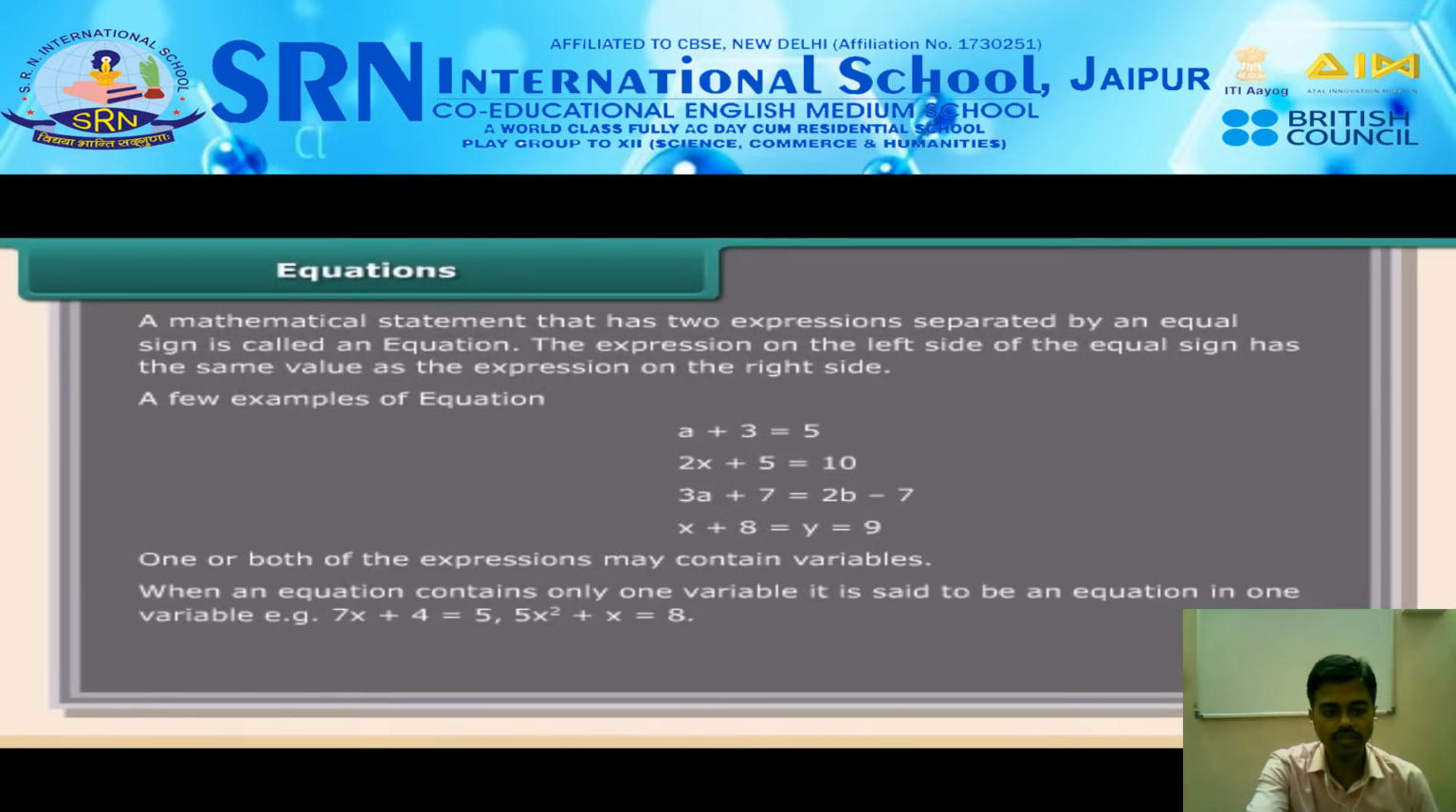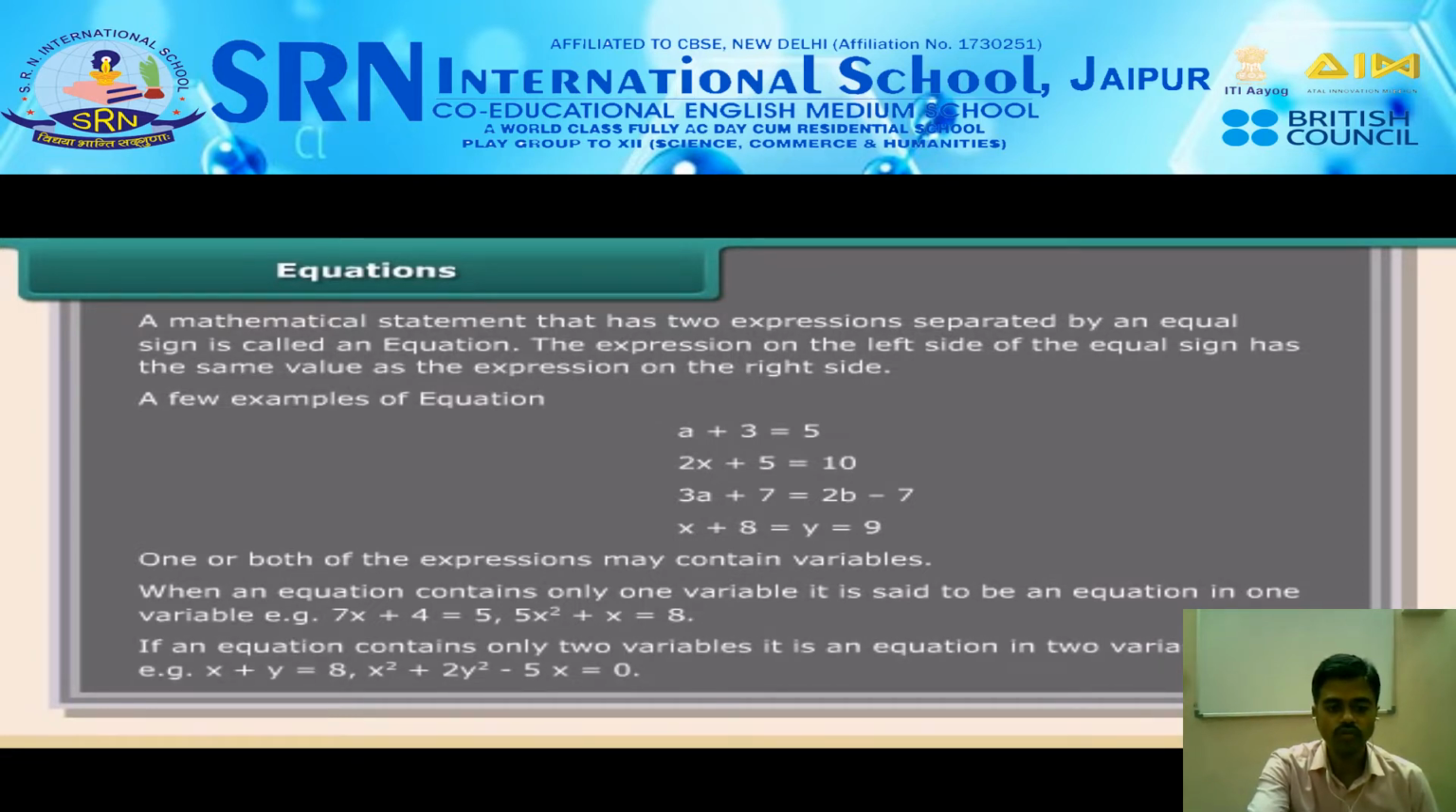In all the examples we will find the unknown value. This is the aim of this chapter or the video, to make you understand how the unknown values of the variable can be obtained. If the equation contains two variables, then they can be a or b, and if the equation contains only one variable, it can be represented in terms of x, y, or something like that.